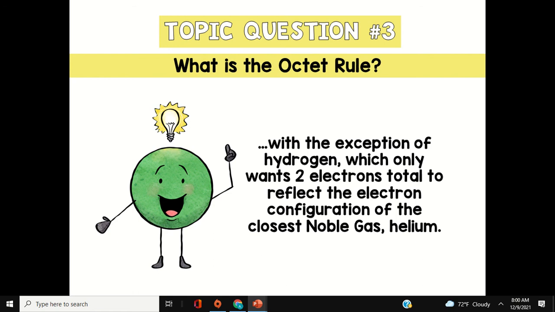Everything I said applies with the exception of hydrogen, which only has 2 valence electrons in its outer shell, to reflect the electron configuration of helium. Okay, so remember, helium only fills up that first shell, and so hydrogen is going to try to follow that because that's the noble gas that it is trying to copy. Everyone else has 8 electrons, or is trying to get 8 valence electrons.